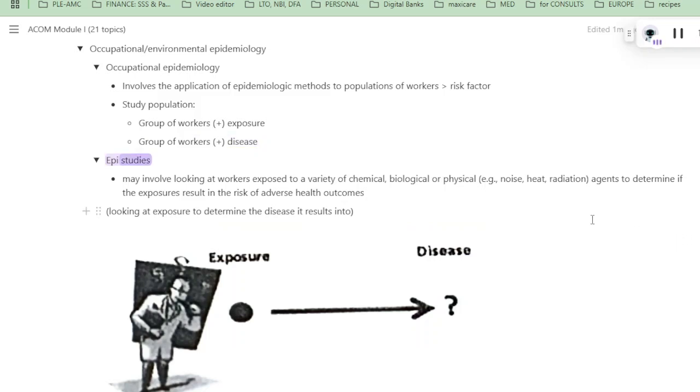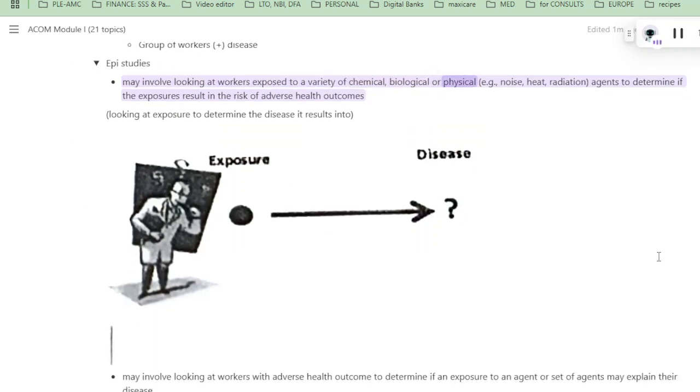Studies may involve looking at workers exposed to a variety of chemical, biological, or physical agents, for example noise, heat, and radiation, to determine if the exposures result in the risk of adverse health outcomes. Looking at exposure to determine the disease it results in.